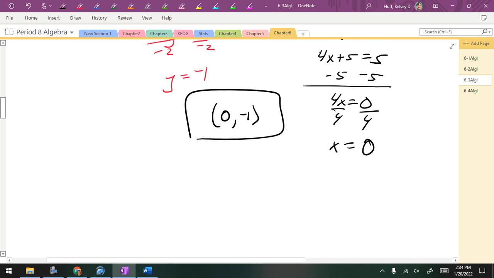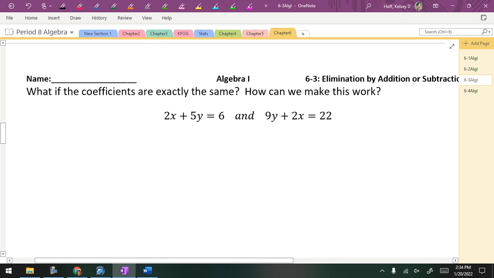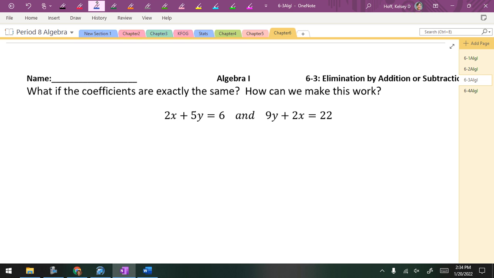And you're like, why are we going over more examples, Miss Hoff? This is easy. What if the coefficients are the same? First thing I hate about this is they put x and y in different orders. So right away, I would go 2x plus 9y equals 22 because it drives me nuts.